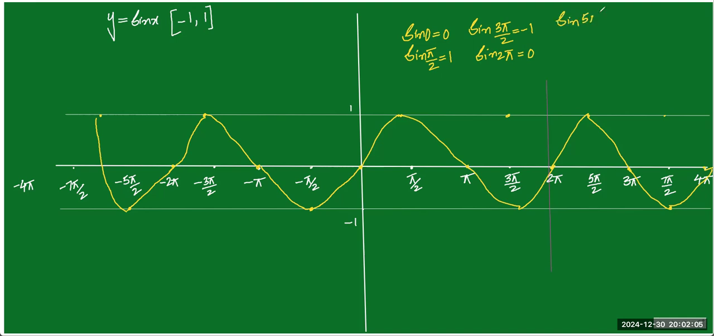If you know this basic information, you can draw the graph easily. Sin 5 pi by 2 is equal to 1 again. Sin 3 pi will be equal to 0 here. Sin 7 pi by 2 is equal to minus 1. You can use the calculator also to find out these values. And finally, sin 4 pi is equal to 0. So the graph of the trigonometric function sin x will be like this. Is that clear? Yes, that's clear.